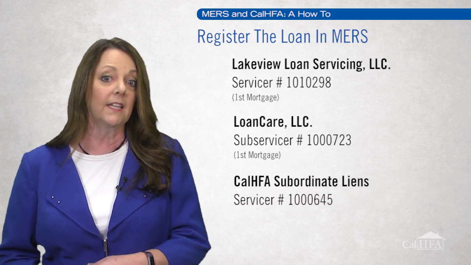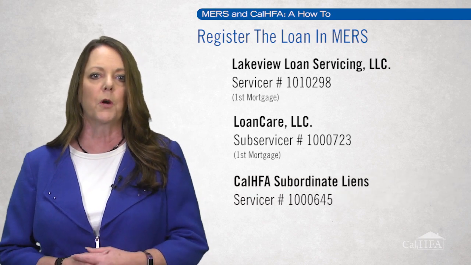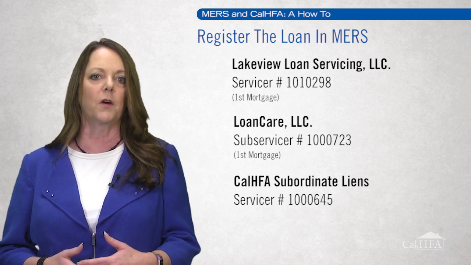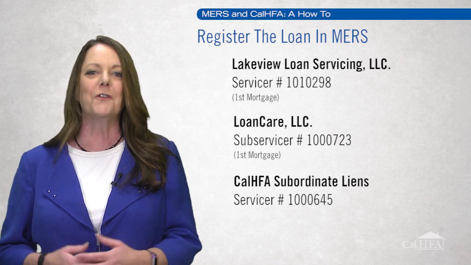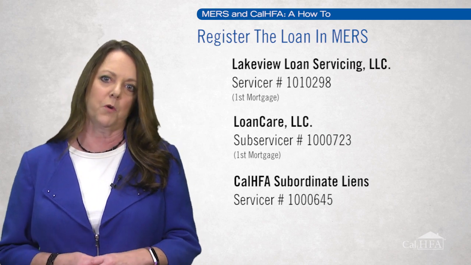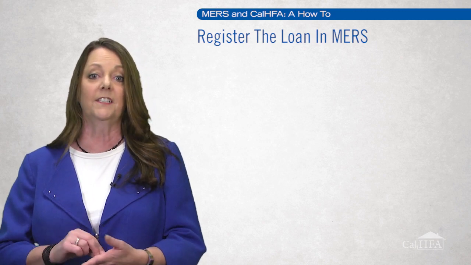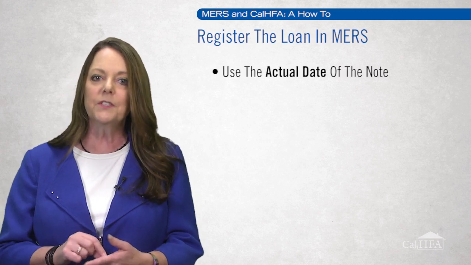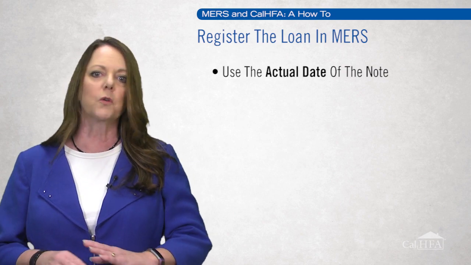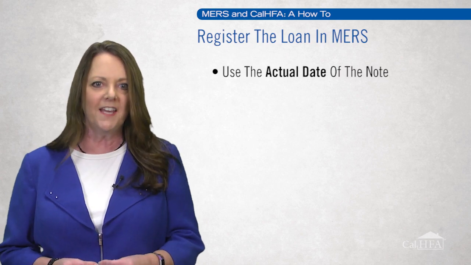For the subordinate liens, My Home, Zip, or the school program, use investor and servicer number 1000645 for California Housing Finance Agency. There's no sub-servicer for the subordinates. Make sure you properly identify that it's a subordinate lien. Use the actual date of the note in the note date field, not the day it's being registered or the funding date. Use the note date.